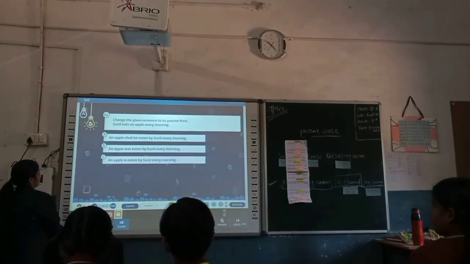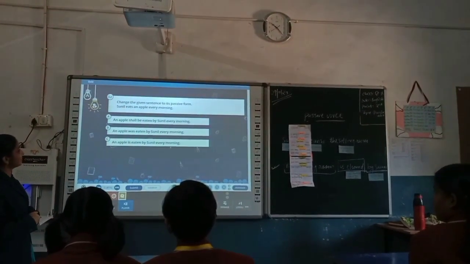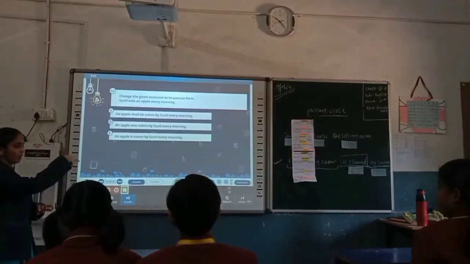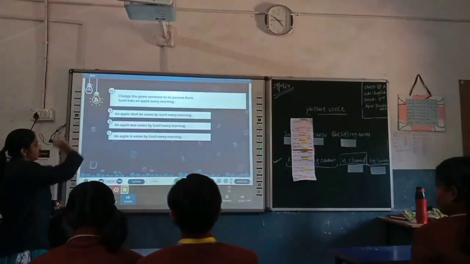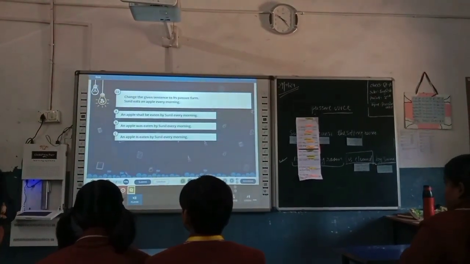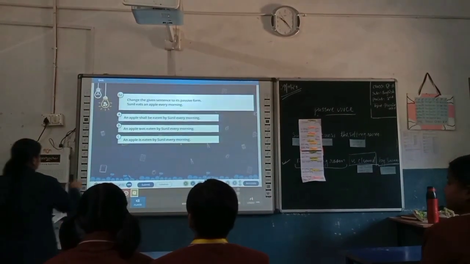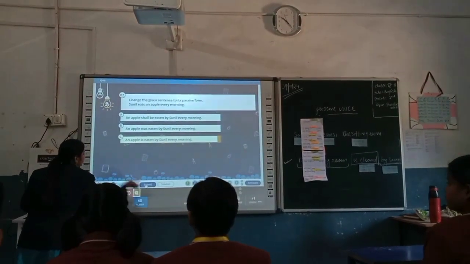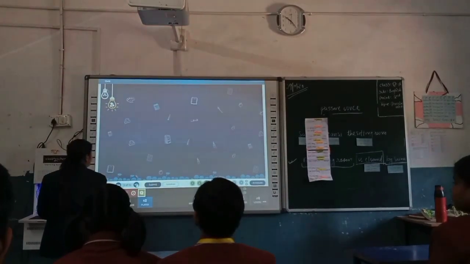Change the given sentence into passive form. Now you have seen the rules. Now change it. Which one is the right one? Sunil eats an apple every morning. C. Okay, C. Check. Right answer. Good answer. Next.